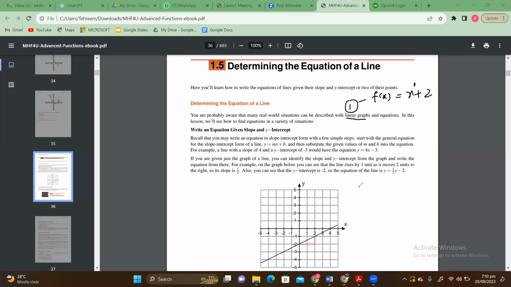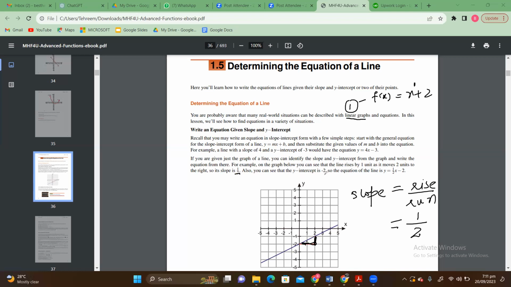It is rising by 1 unit as it is moving 2 units towards the right. So rising by 1 unit, what is slope? Just revising it, slope is equal to rise over run. So what is rise? 1. What is run? 2. So the slope of the equation is 1 by 2.